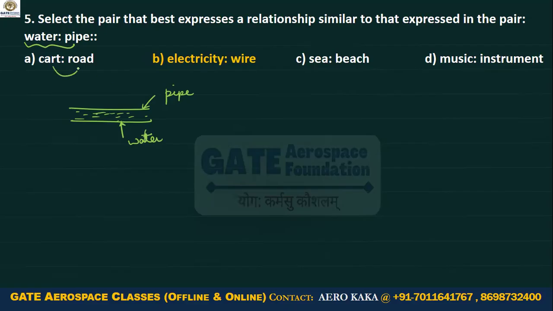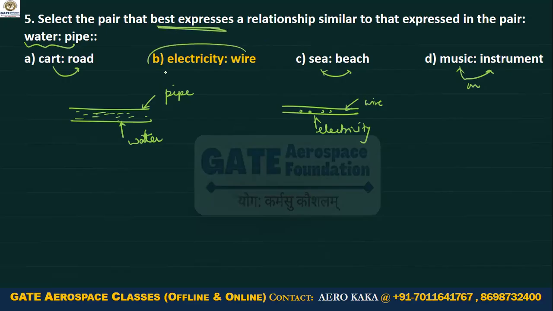Now, cart goes over the road. Sea and beach, they are connected with each other. Music is played on the instrument. But electricity, as you all know, the electrons, right? So electricity passes through the wire. So the relationship that best expresses would be B1.